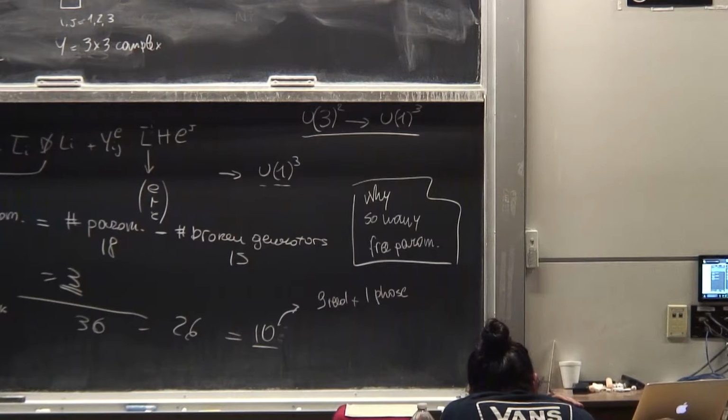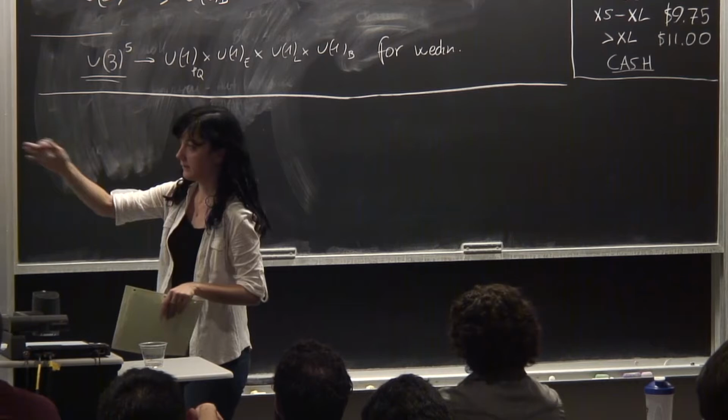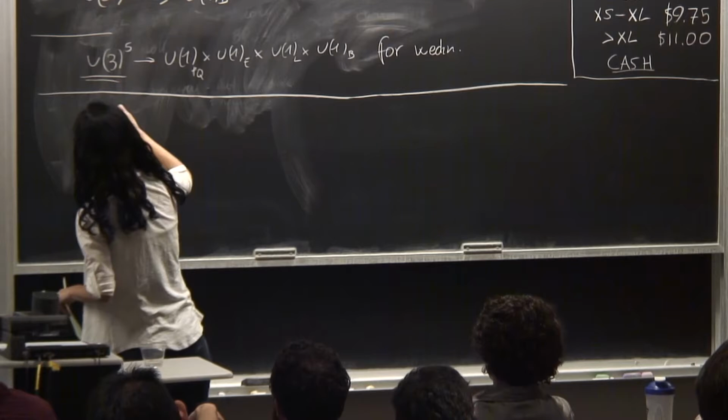Okay, so now that we have learned a little bit about the symmetries that are connected to flavor, let's discuss the CKM matrix. So this is our next topic.